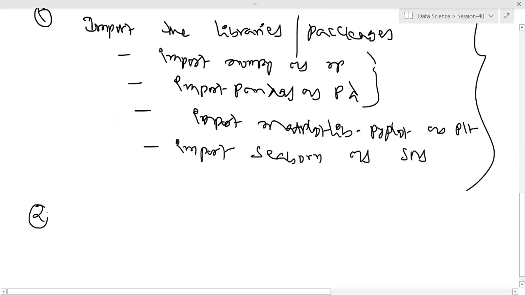Second important thing, friends: we have the corresponding libraries. What is the immediate thing we need to do? We have to load the data. Loading the data. Very good.